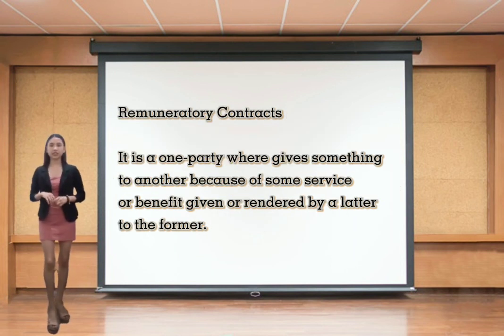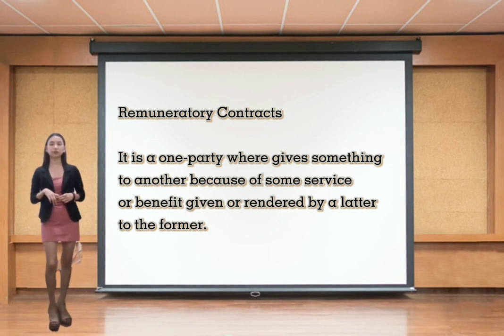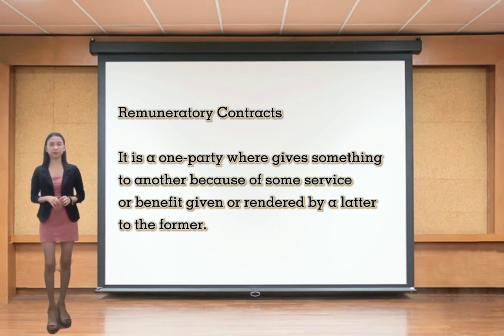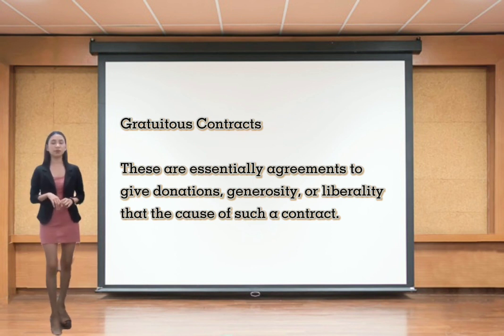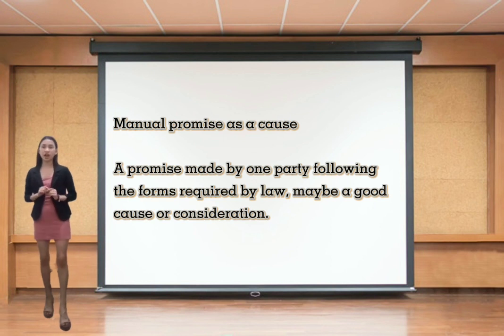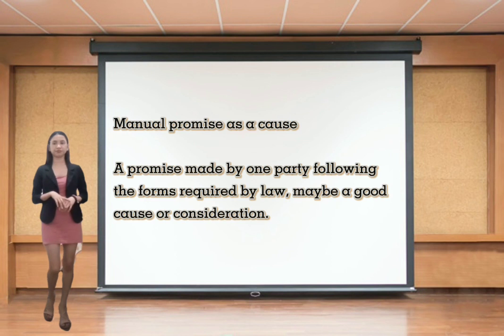Remunerative contracts. It is one where a party gives something to the other because of some service or benefit given or rendered by the latter to the former. Gratuitous contracts. These are essentially agreements to give donations, generosity, or liberality as the cause of such a contract. A promise made by one party following the forms required by law may be a good cause or consideration.